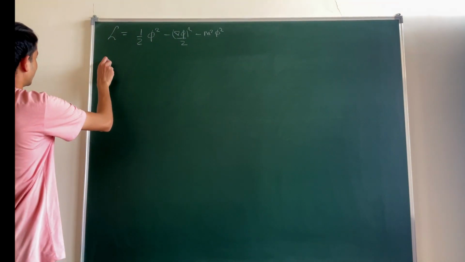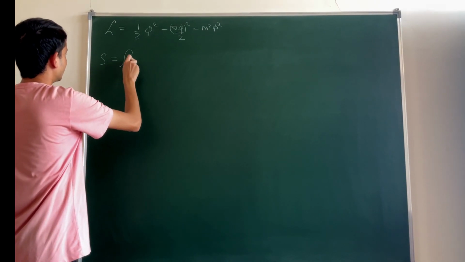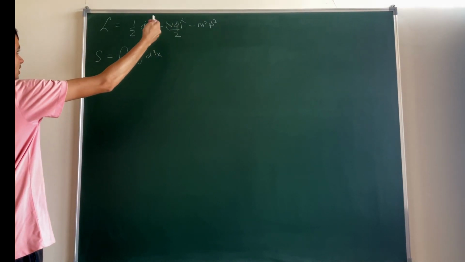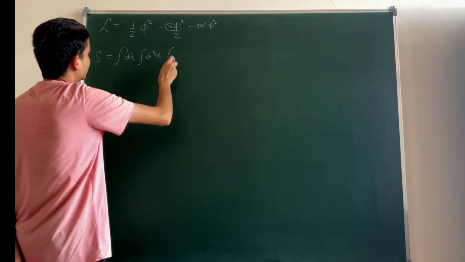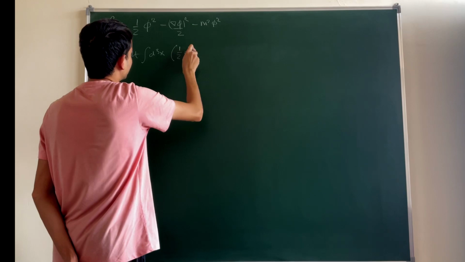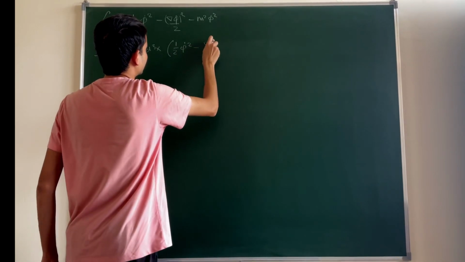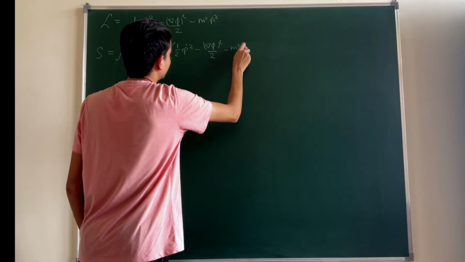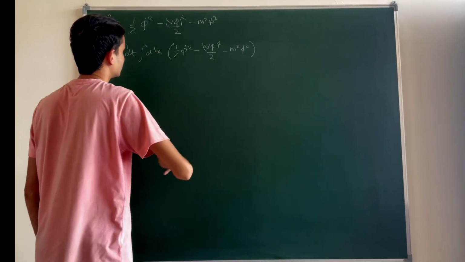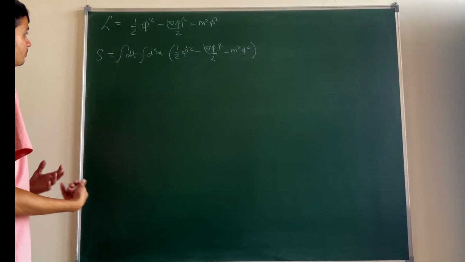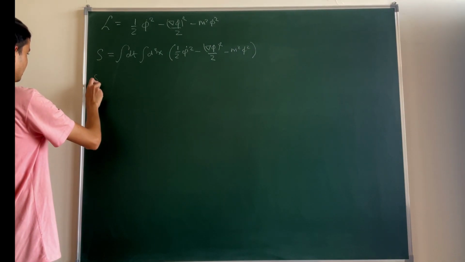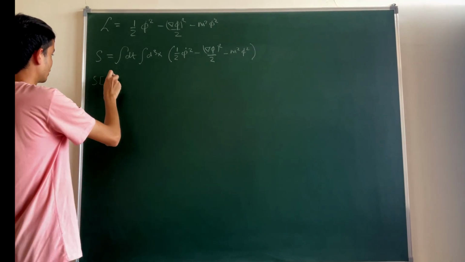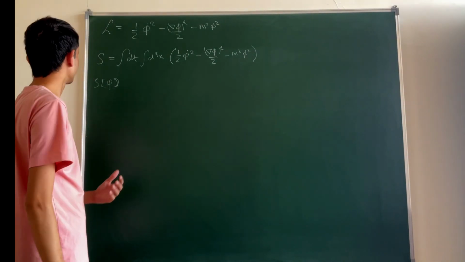So let's first write the action, that will be the integral of dt d3x. Definitely this is not the Lagrangian, this is the Lagrangian density, and that will be 1 by 2 phi dot squared minus grad phi squared by 2 minus m squared phi squared by 2. Okay, that seems fair. Now we have S, and S is a functional of phi.